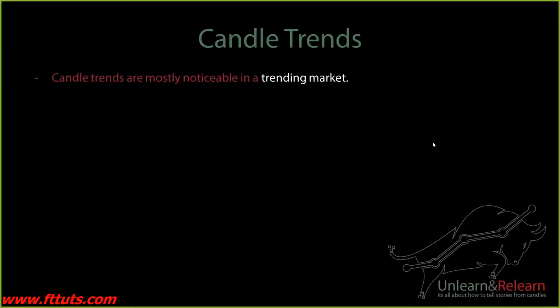Okay. Candle trends. Candle trends are mostly noticeable in trending markets. Whenever you're looking at the charts, you're only looking to see whether the market is trending or not. So candle trends are most noticeable in a trending market. What this basically means is that a candle trend will either start from a support or a resistance. Either candles are going to start moving bullish from supports or they'll start moving bearish from resistances.